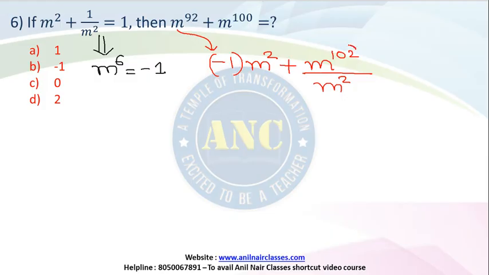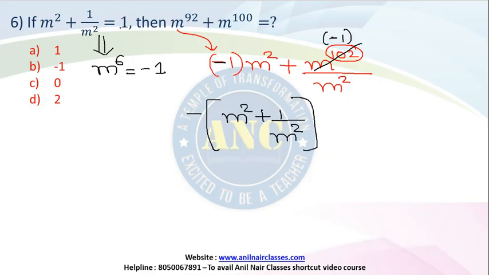But 102 is nothing but 6 into 17, once again an odd multiple. This value also will be minus 1. That means here I have minus 1, here also I have minus 1. Take minus as the common factor. This becomes m square plus 1 by m square. And in the question they are directly giving you the value of m square plus 1 by m square as 1. The answer for this question is minus 1. Trust me, sir, these are all very, very easy questions to be solved.